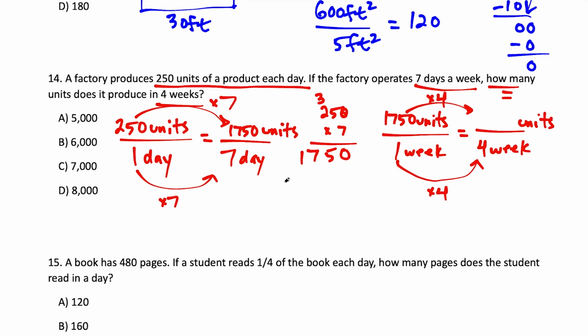And now off to the side, I'm just going to do 1,750 times 4. And for this part, we have 4 times 0 is 0. 4 times 5 is 20, so we have a 0, we carry the 2. 4 times 7 is 28, plus 2 is 30, so we have a 0 and we carry a 3. And then 4 times 1 is 4, plus 3 is 7. So 7,000 units are going to be produced in 4 weeks. Choice C is our answer.